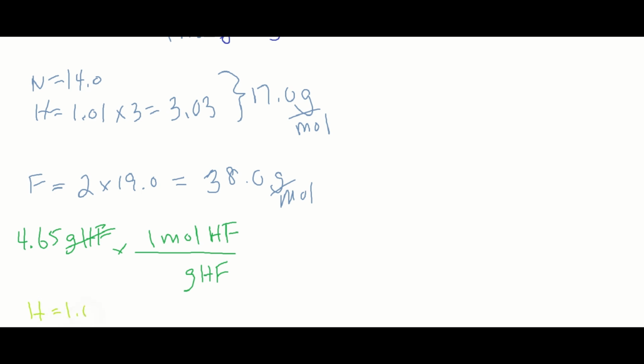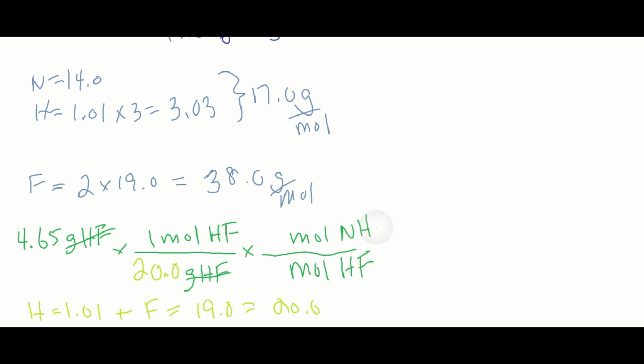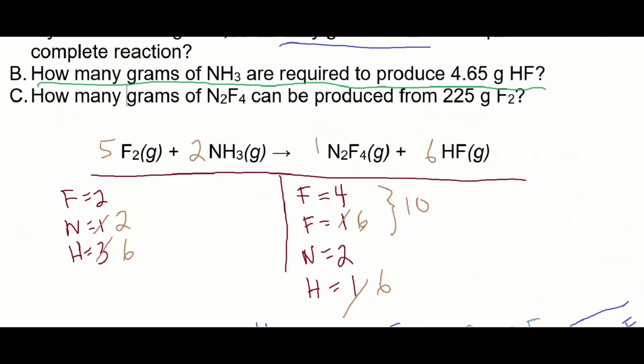Hydrogen has a molar mass of 1.01. Fluorine has a mass of 19.0. That's going to be 20.0. 20.0 molar mass of hydrogen fluoride. Cancel, cancel. Step 2, mole ratio. We want to get rid of our information in terms of what we were given, which is hydrogen fluoride, and we want to end up with values in terms of what we're asked for, which is ammonia. I believe it was 6 to 2. Yeah, 6 to 2. 6 moles to 2 moles.